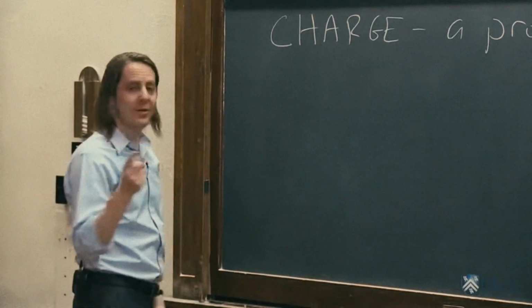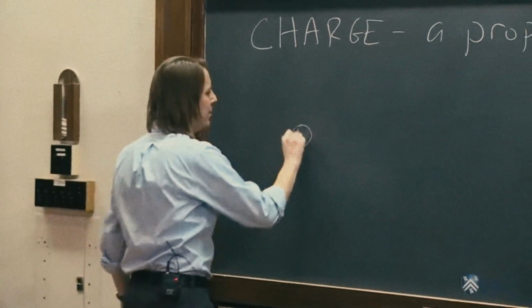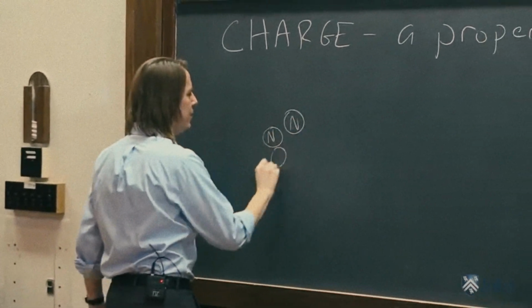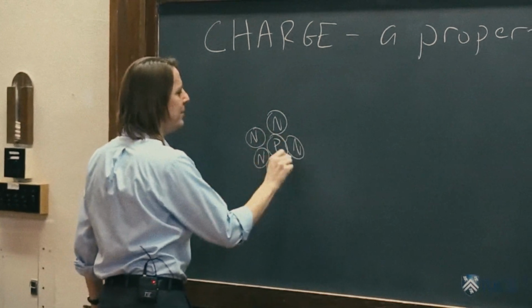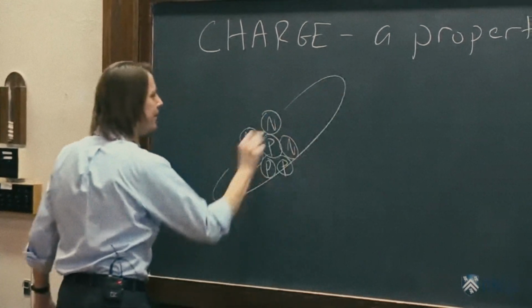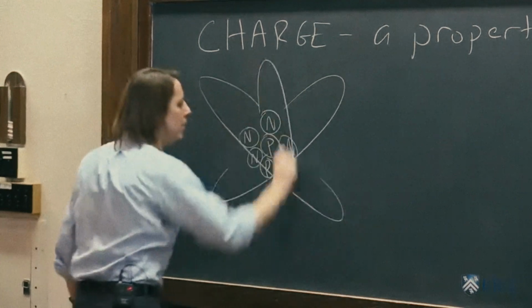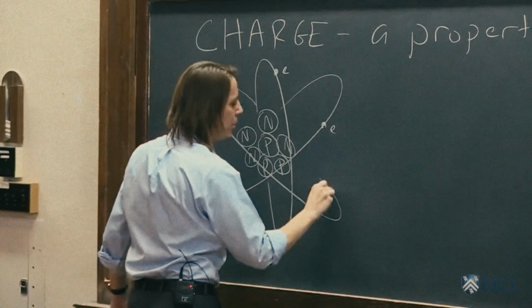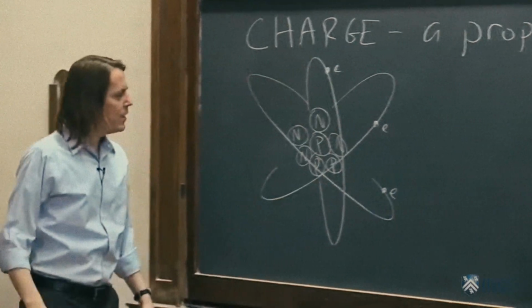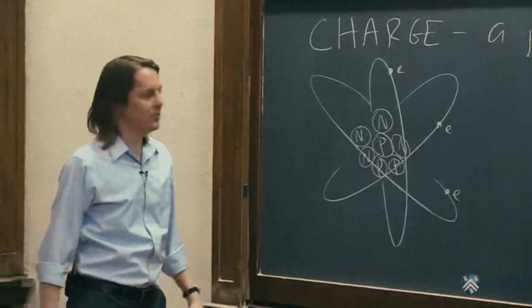So we're going to look then at the deepest level, we're going to draw one of these. All right, here's some circles with N's in them. And then here's some circles with P's in them. And then flying around are some E's. So you know that this is an atom. So we're going to think about where is the charge inside this atom.